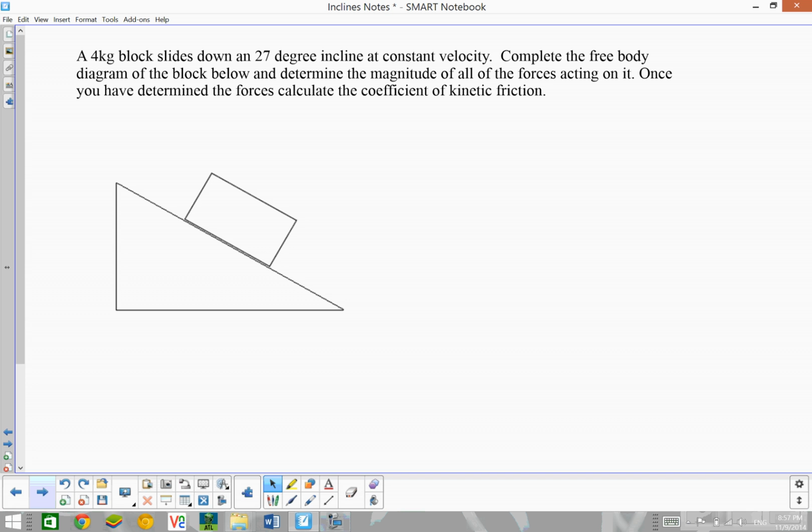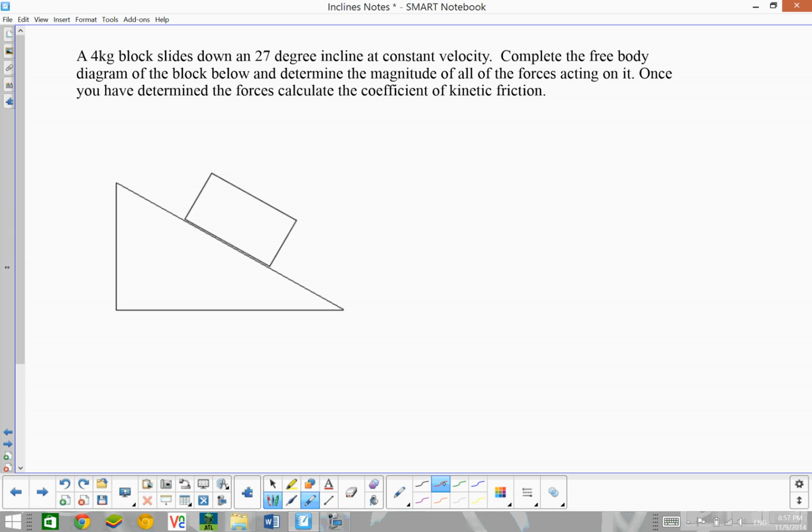This one's a little bit harder, and by far the most difficult it gets for inclined plane problems. So it's really important that you pay attention to how this works. It's only a little bit more difficult than the last one. We have a 4 kilogram block sliding down a 27-degree incline at constant velocity.